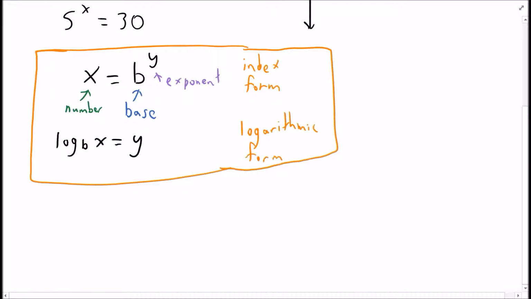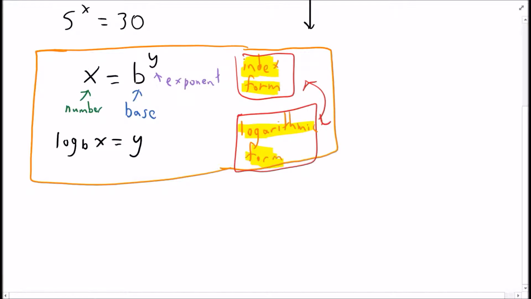I know this is all new to you, so we need to practice switching in and out of these forms before we even look at solving anything. We need to get comfortable with going from index form into logarithmic form, and switching back and forth between these two. So let's do some examples of that.